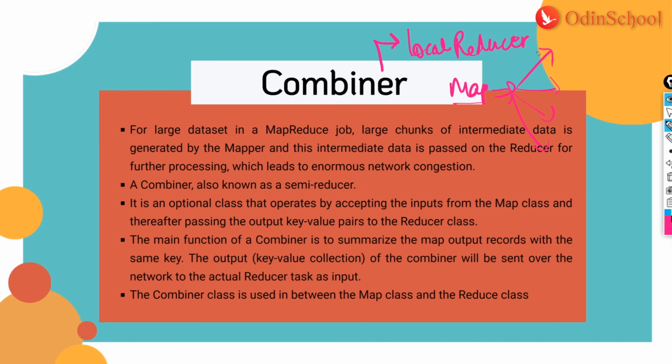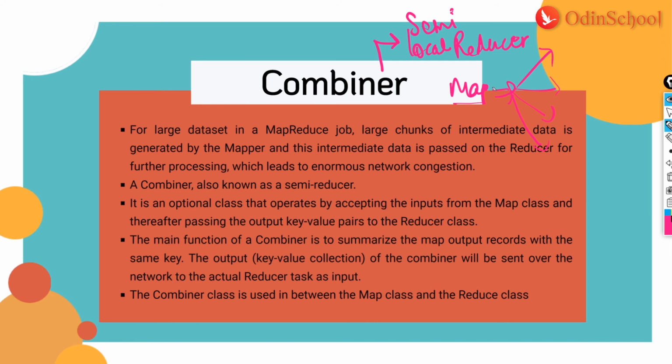But the combiner, which is known as a local reducer or also a semi-reducer, is an optional class which accepts the input of the map class and then passes the key value pairs to the reducer class. But in between, it summarizes the map output records with the same key. That means whatever the reducer is doing, it is doing the same thing, aggregating based on the same key. The advantage is that the combiner works at the local mapper level only.